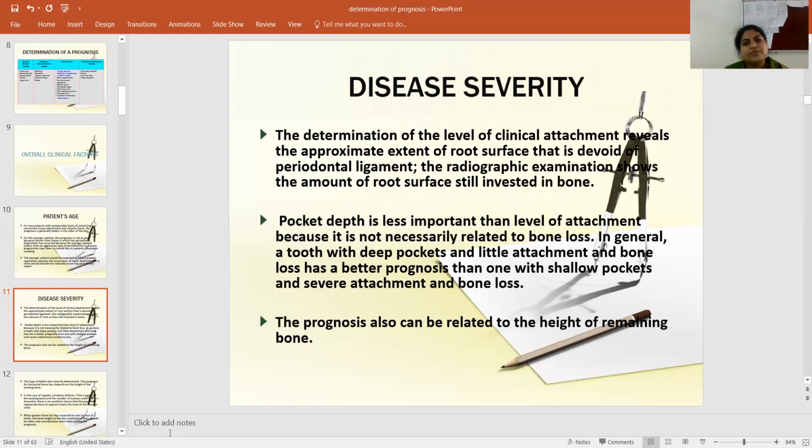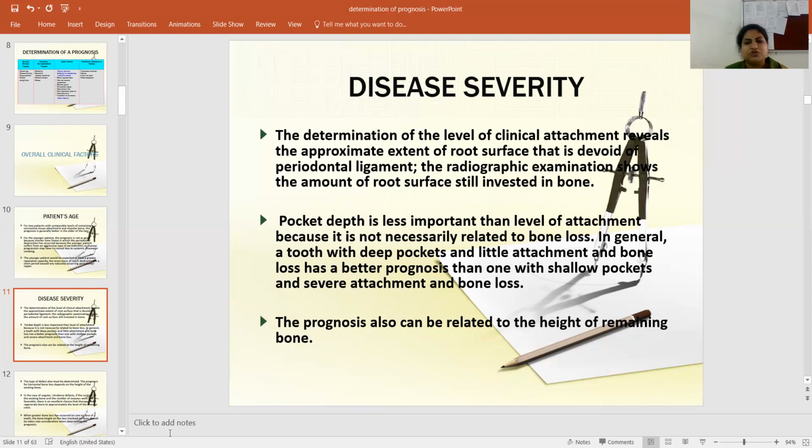So what happened? The determination of the level of clinical attachment reveals the approximate extent of the root surface that is devoid of the periodontal ligament. The radiographic examination shows the amount of root surface still invested in bone. Pocket depth is less important than the level of attachment because it is not necessarily related to bone loss. In general, a tooth with deep pockets and little attachment and bone loss has a better prognosis than one with shallow pockets and severe attachment and bone loss.